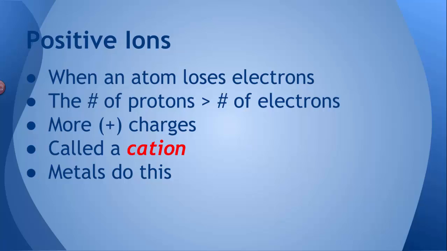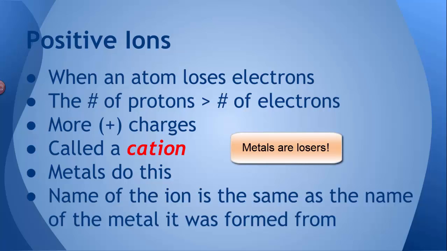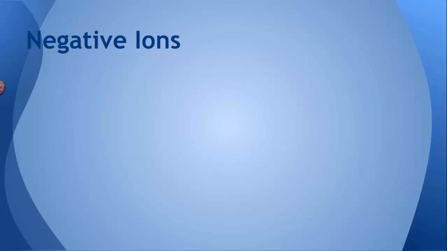Metals are the elements that do this. Metals like to lose electrons. We say metals are losers. Okay? When a metal loses an electron, it becomes positively charged, one or more electrons. It becomes a cation, and its name is just the name of the metal plus usually the word ion at the end. Okay? The other possibility is to form a negatively charged ion.